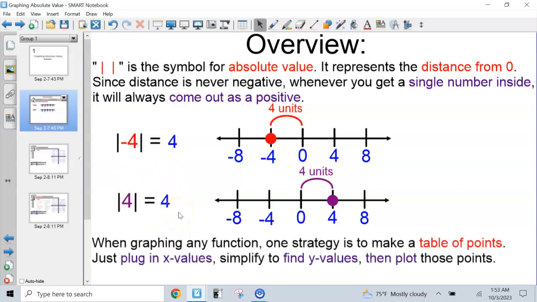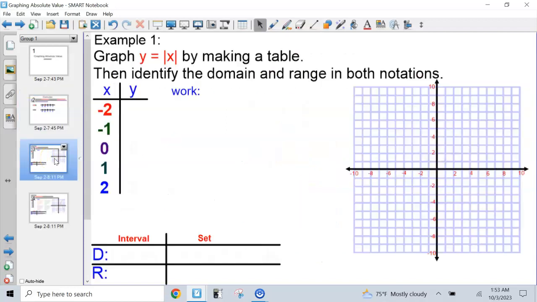When graphing any function, one strategy is to make a table of points. Just plug in x values, simplify to find the y values, and then plot those points. So we're going to graph y equals absolute value x by making a table, then identify the domain and range using both notations. So I'm plugging these 5 x values into this equation.